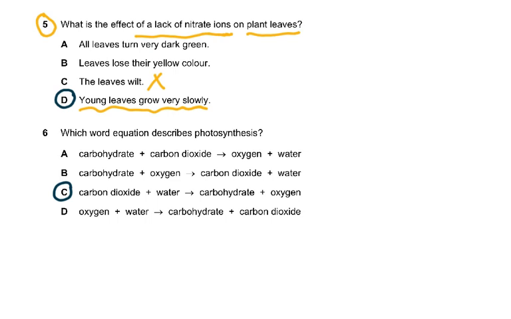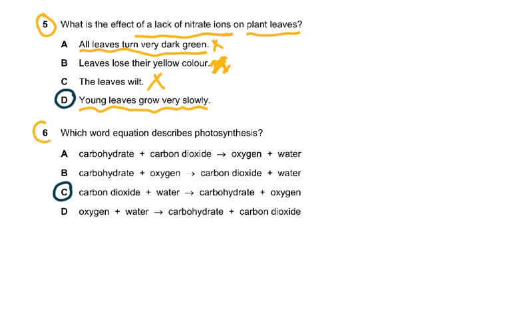Leaves lose their yellow color if there is... they don't lose their yellow color. They would be yellow colored if they had less magnesium in the soil. They can't become green. If they were yellow and you provide magnesium, then they might lose their yellow color and become green again. All leaves turn very dark green. Now that never happens. Why would they be dark green? That's genetically determined whether dark green or mid green or light green. So this was wrong as well.